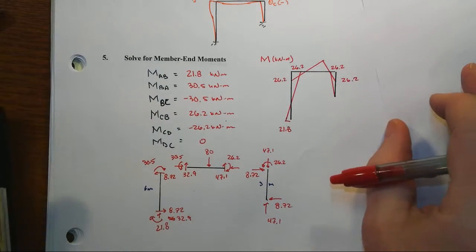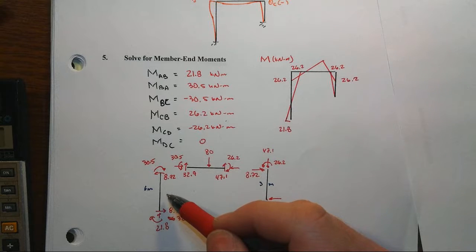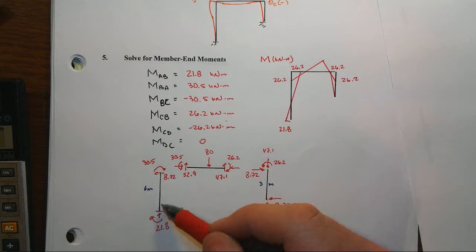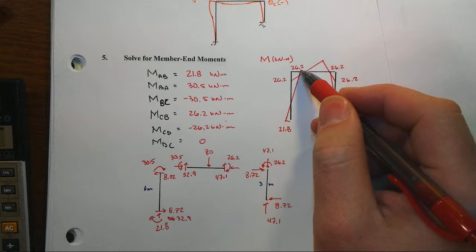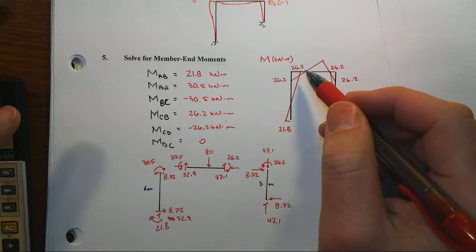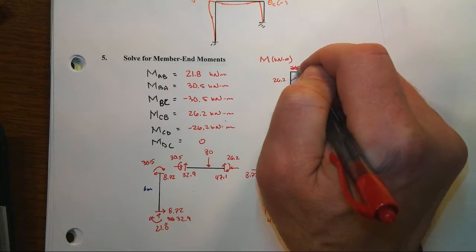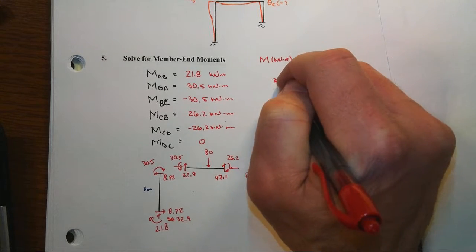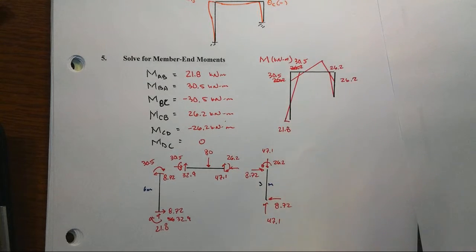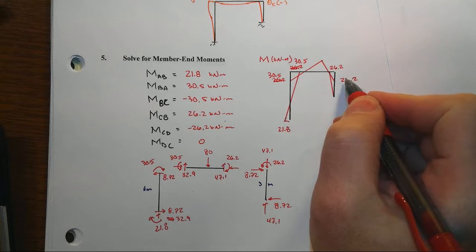Right? So the moment diagram that goes with the left-hand column, being what it is: there's your 21.8 going to one side, reverse curvature, 26.2, no, that's not 26.2, that is 30.5, and 30.5. And then the 26.2 is at the right-hand side.